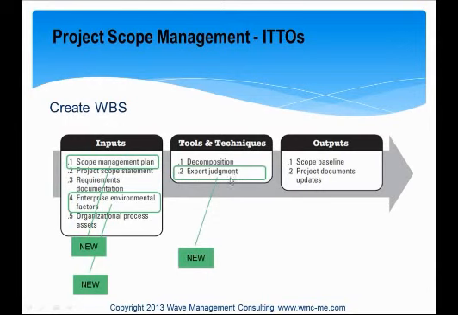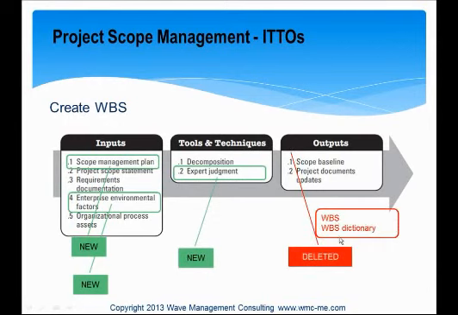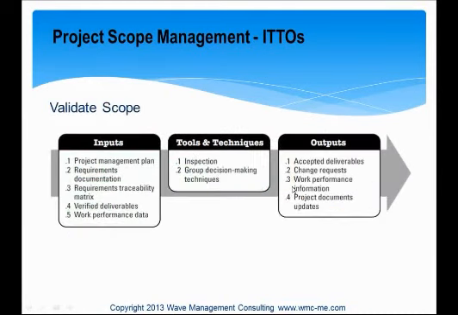We have a new tool and technique, expert judgment, and they removed two items from the outputs, WBS and WBS dictionary. Remember, guys, that these two are part of the scope baseline, and since we have the scope baseline here, there is no need to list WBS and WBS dictionary. It would be as if we are repeating ourselves. So they made it better, I guess.